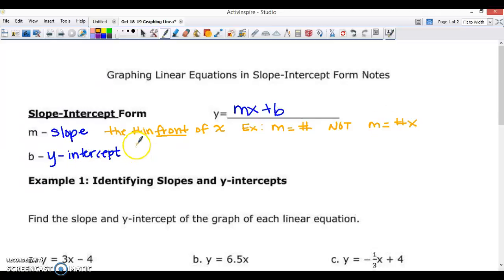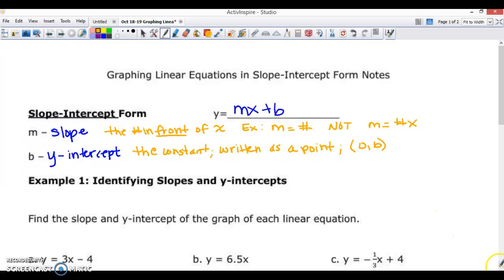The y-intercept is the constant. It's the number without a variable, and we always write it as a point. I want to be able to take that y-intercept and graph it. In other words, it looks like (0, b). It is an ordered pair.